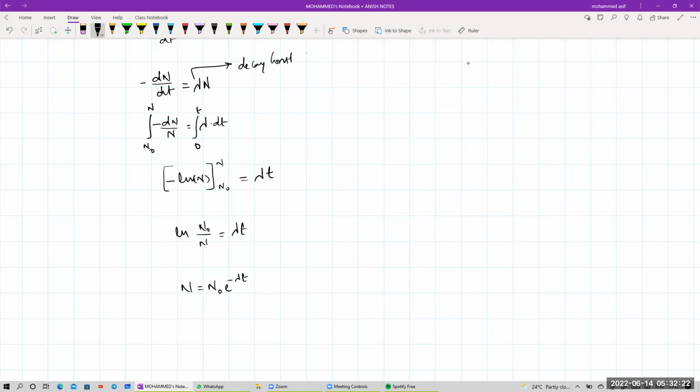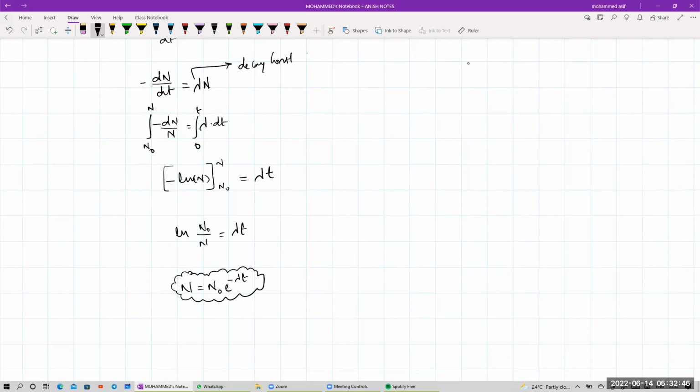Yes, sir. Got it? The first and foremost important formula to do problems in radioactivity is N equals n naught exponential to the power of minus lambda into t. What is n naught? The number of nuclei present at t equals 0. N is the number of nuclei that are left, or the number of nuclei present at time t.